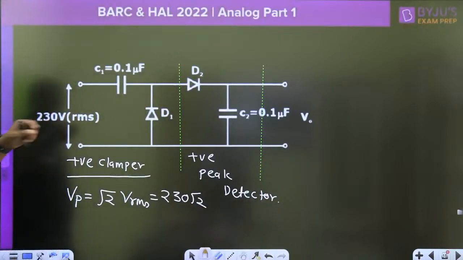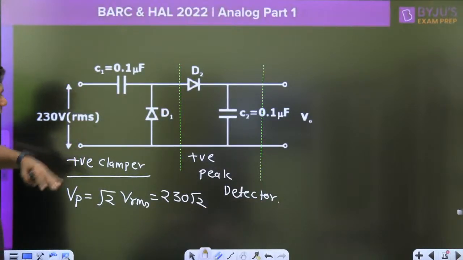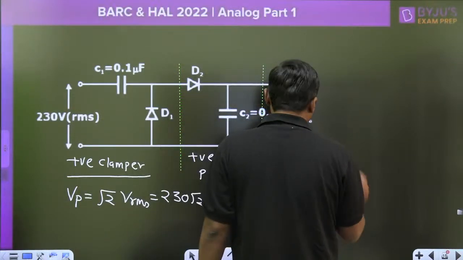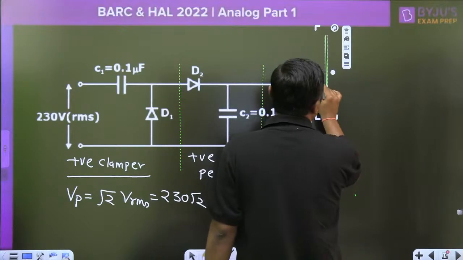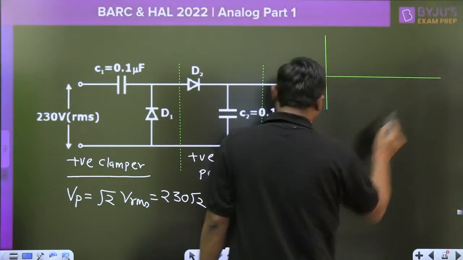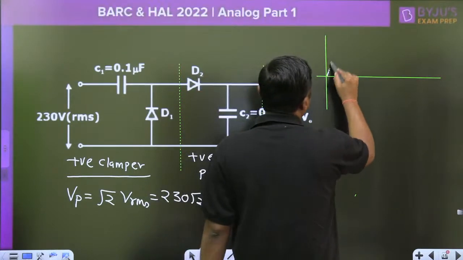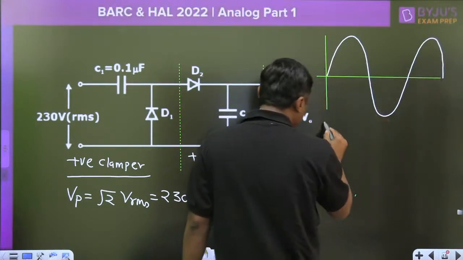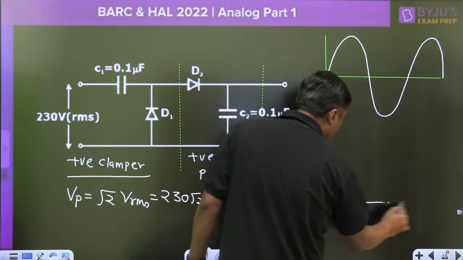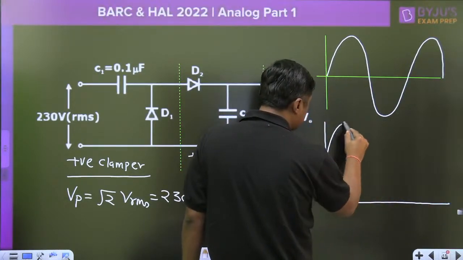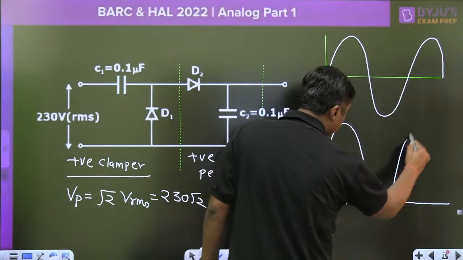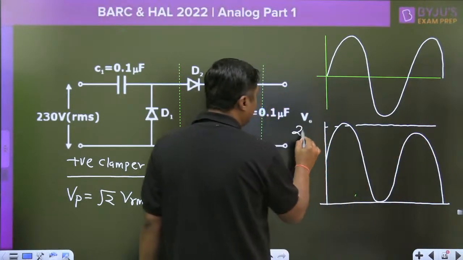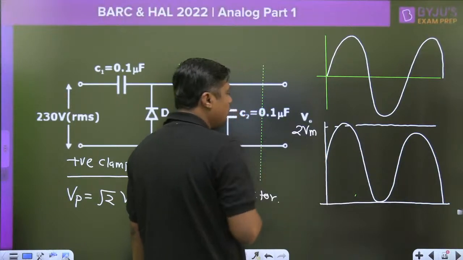First of all, this positive clamper will make the voltage double. Let it be a sinusoidal signal. If the input is a sinusoidal signal like this, then first of all the clamper will make it like this, just double. What is the value? 2 Vm. This is the output of the clamper.